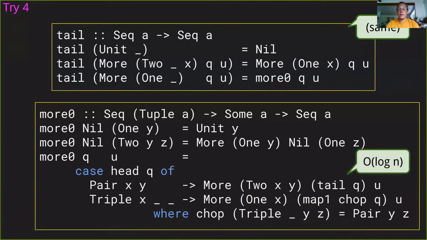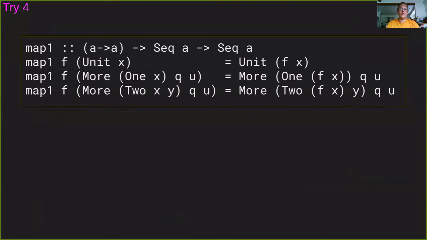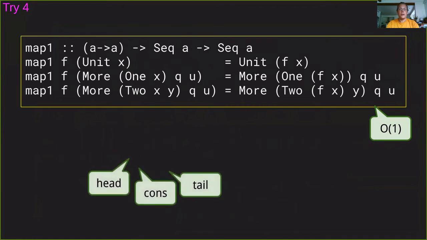And that becomes a logarithmic function because the only recursion happens here, and q is a sequence that is twice as fast as the original one. For completeness, we have the definition of map1, so its complexity is constant. So the current implementation works for head, cons, and tail. Let's look at what it does for ++.